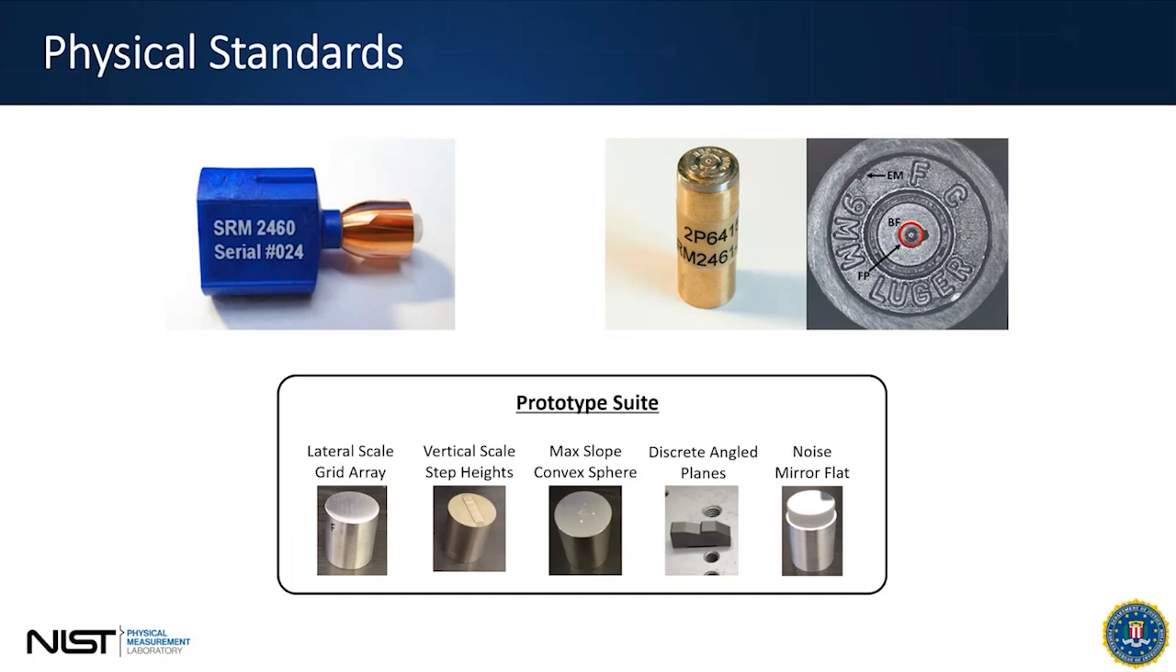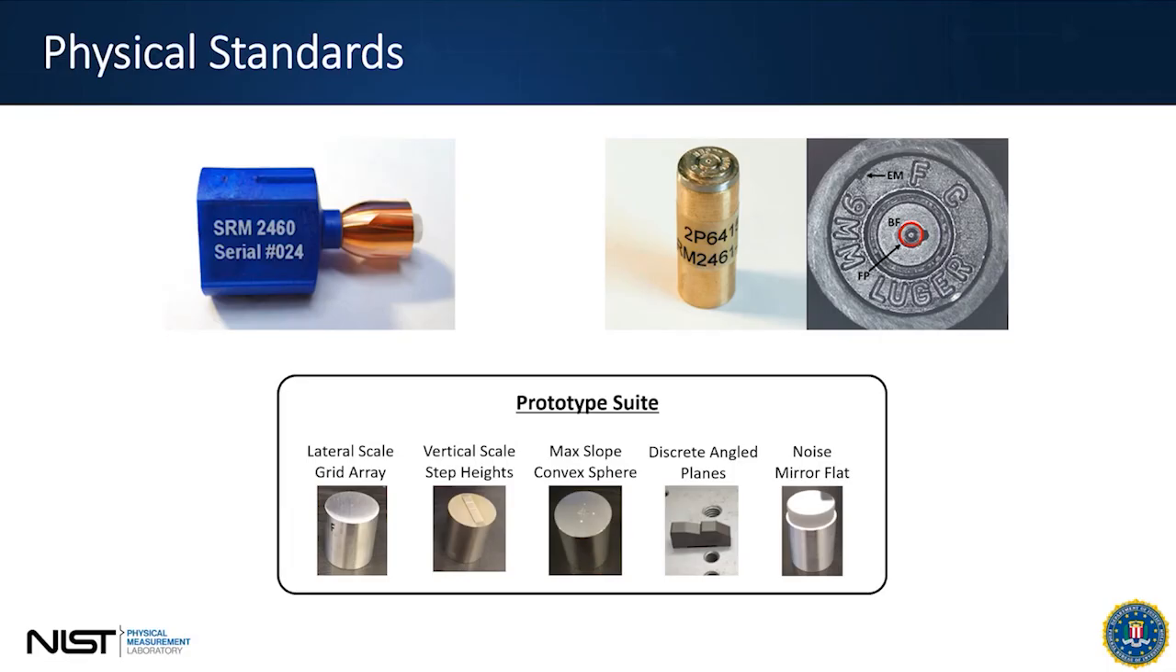We call them geometric physical standards. So we offer standard bullets and standard cartridge cases, which we know exactly what that surface looks like. So when you measure it, you compare it, and you can tell if there's any differences. We're also coming up with a prototype suite of different samples.